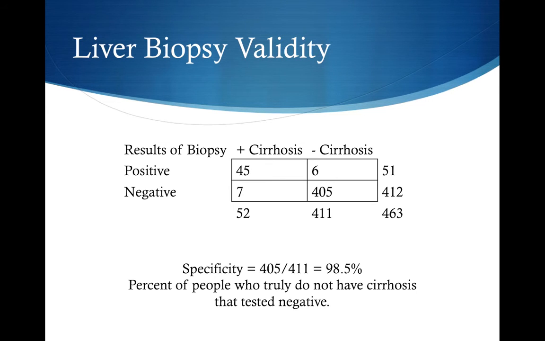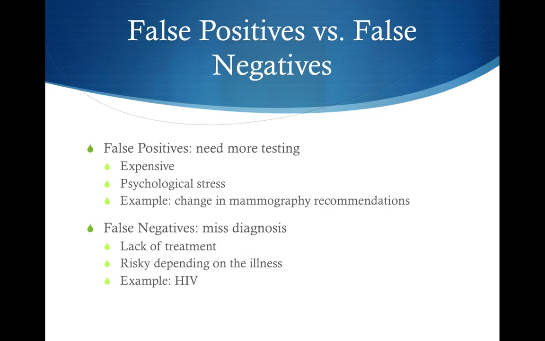When you're calculating the specificity, this is the percentage of people, of everyone who does not have the disease, how many are testing negative. We have 405 people who meet that criteria, do not have the disease and tested negative, divided by everybody who does not have the disease. That's 411. This gives us a higher specificity than sensitivity: 98.5% of people who do not have the disease tested negative.